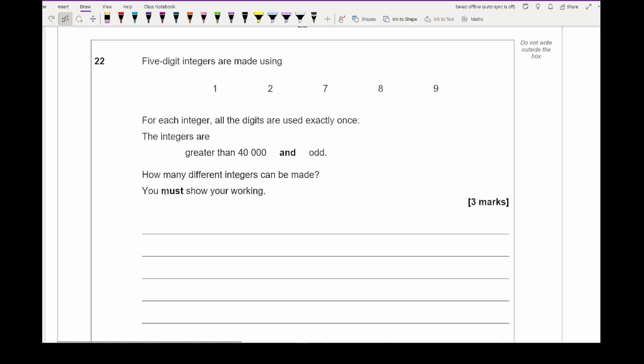Finally, moving on to our last question, it says 5-digit integers are made using 1, 2, 7, 8, 9. For each integer, all the digits are used exactly once. The integers are greater than 40,000 and odd. How many different integers can be made? You must show your working out.